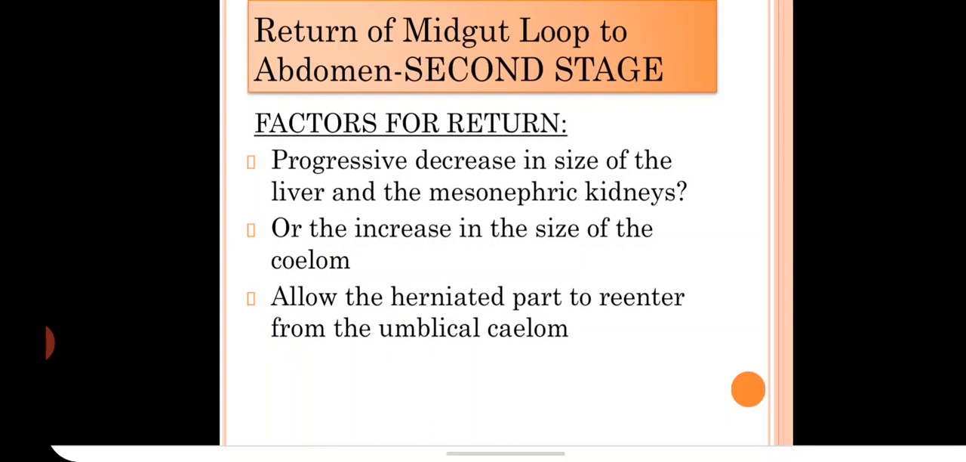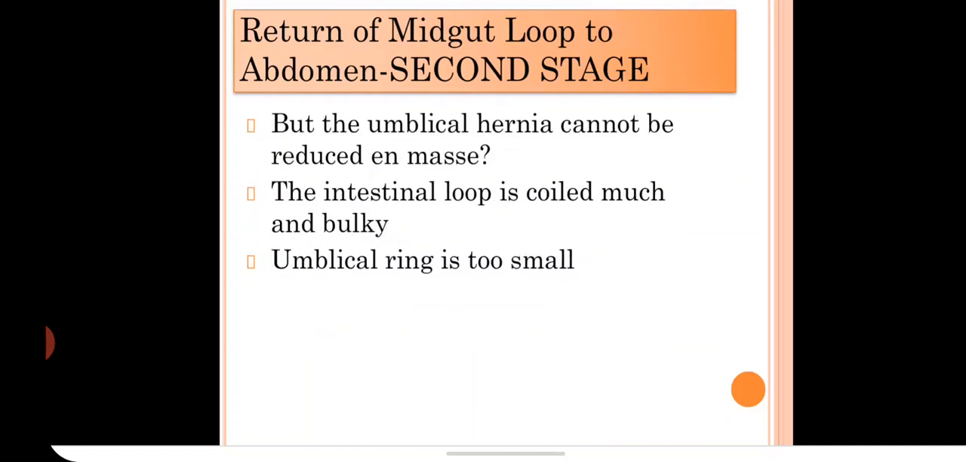So what are the factors for the return? We told what the factors for the physiological umbilical hernia are: the progressive increase in the size of the liver and the mesonephric kidneys. Now why are they returning? Whether the liver and kidneys have decreased in size? No. The increase in the size of the coelom allows the herniated part to re-enter from this umbilical coelom.